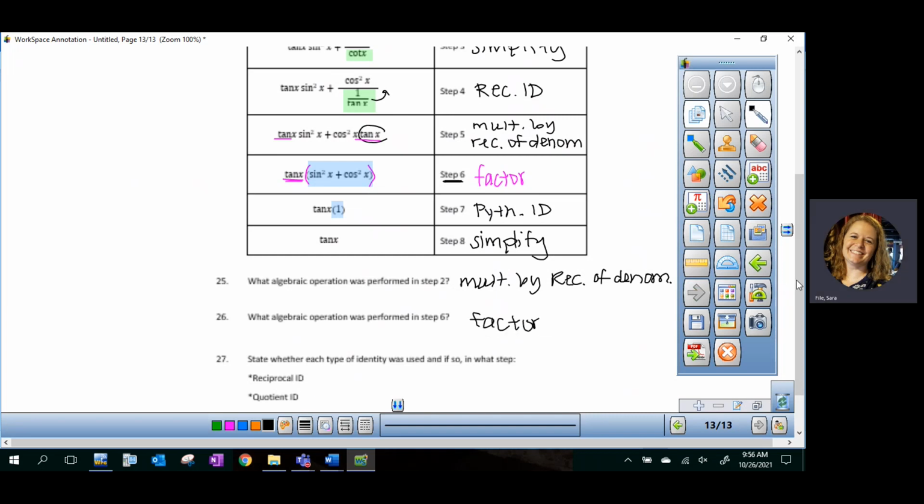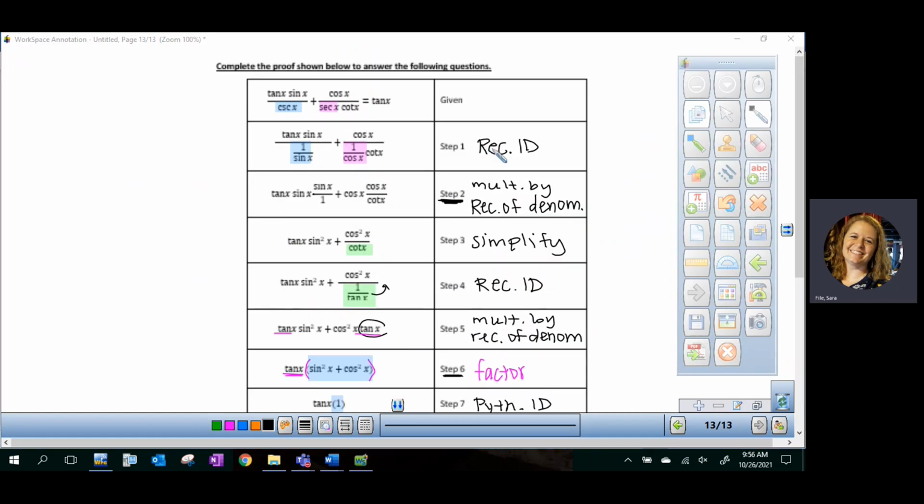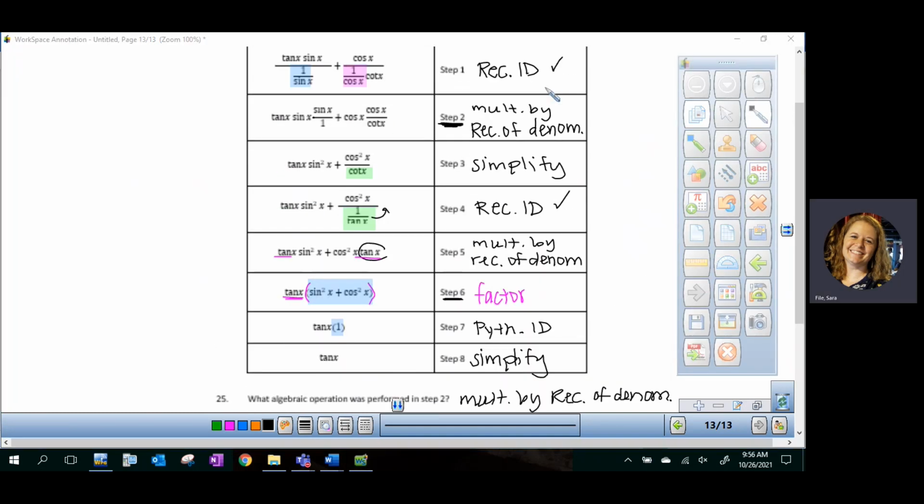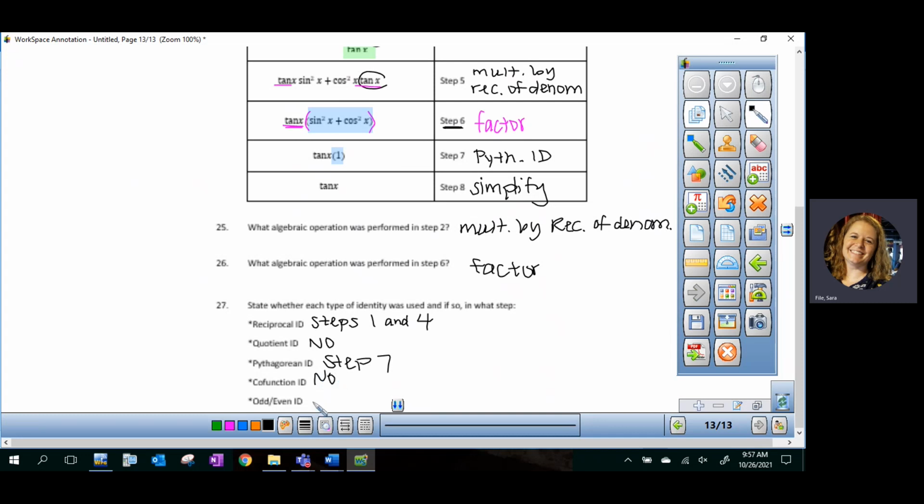And then, were each of these identities used? If so, in what step? So reciprocal identity was used in steps 1 and 4. Quotient identity, look at our steps, none of them were quotient identity, so you just say no, it's not used. Pythagorean identity was used there in step 7. And cofunction and odd-even identities, neither of those were used, so those are both a no.